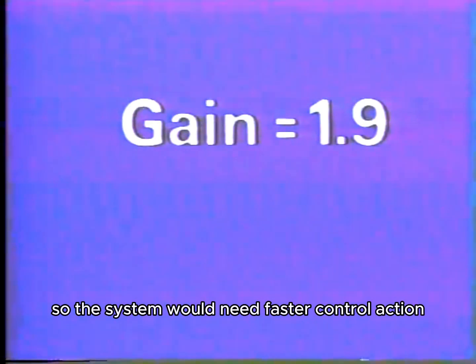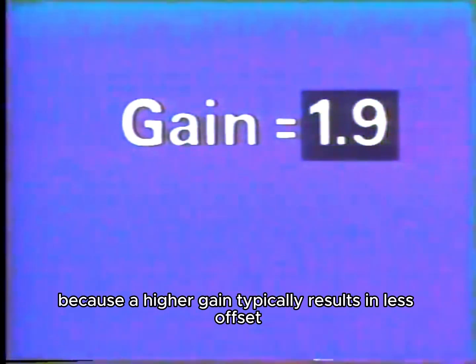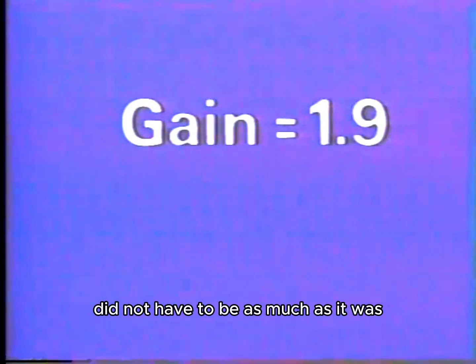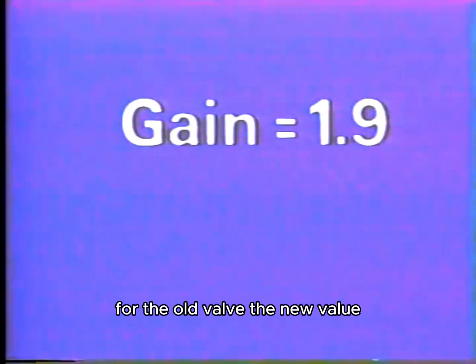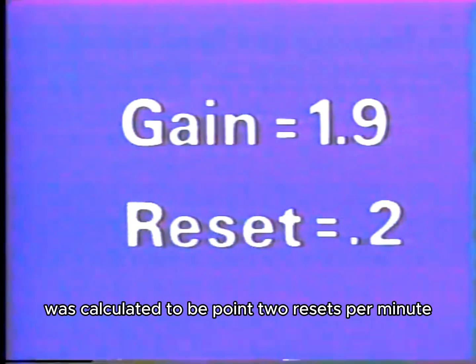The technician was told that with the new valve, the controller should be set for a gain of 1.9 because the new valve had a slower response. So the system would need faster control action. Then, because a higher gain typically results in less offset, the new reset value did not have to be as much as it was for the old valve. The new value was calculated to be 0.2 resets per minute.